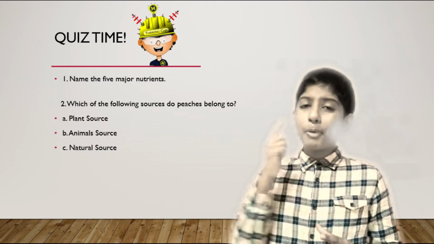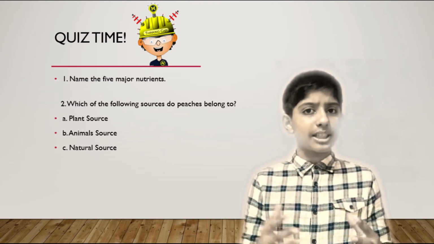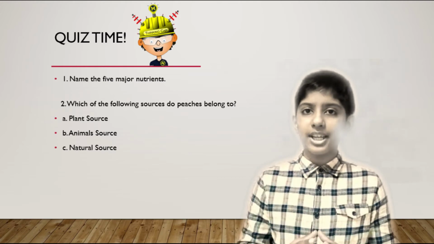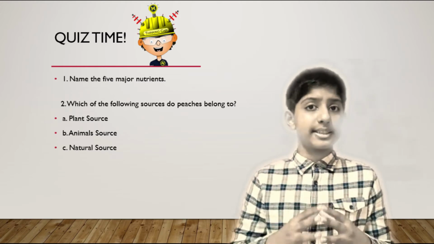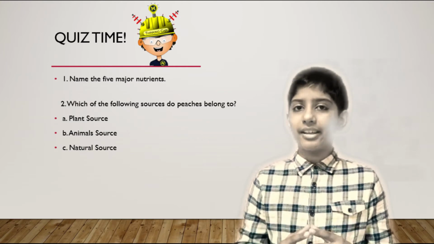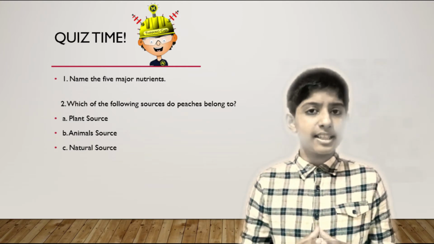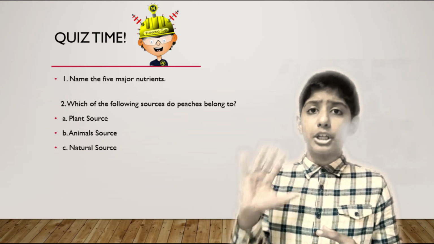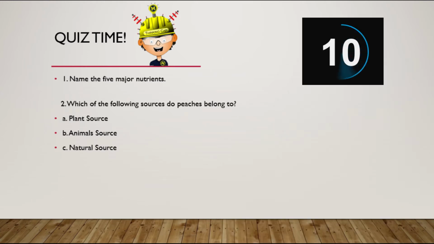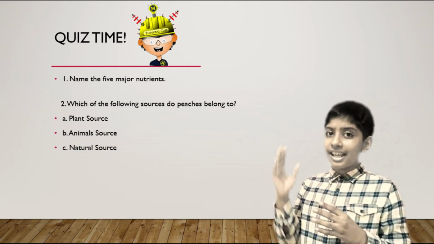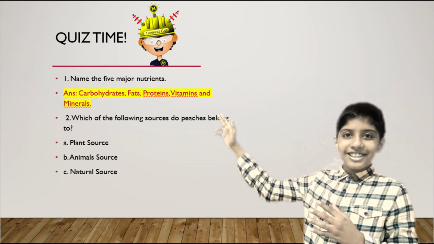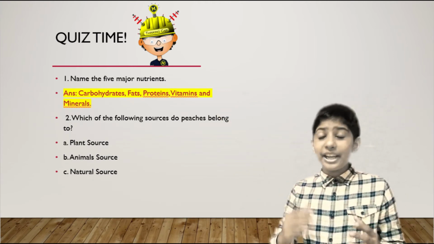Quiz time! Put on your thinking caps and get ready to answer a few lesson-based questions. You have only 10 seconds to answer each question. So let's begin. The first question for you is, name the 5 major nutrients. Time is ticking. And the answer is this. If you have got it correctly, well done.